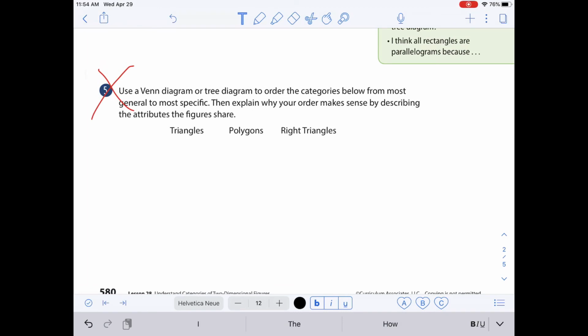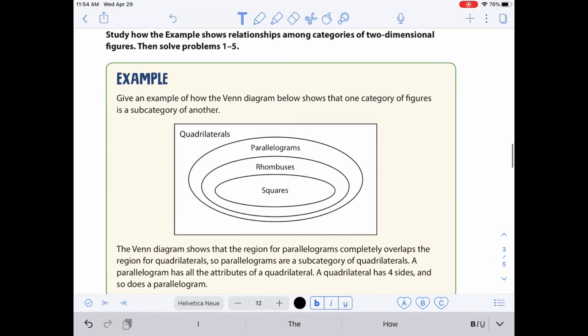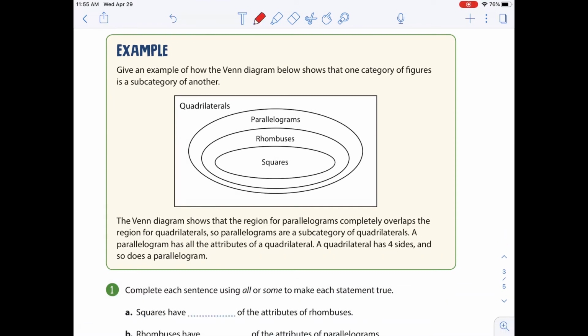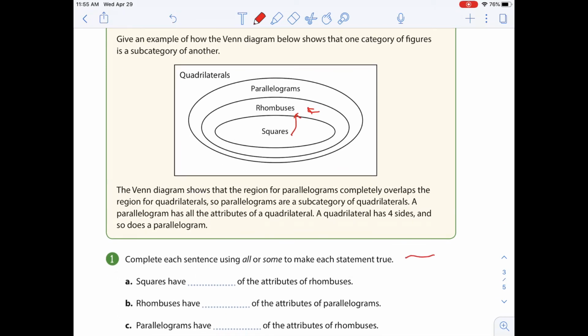So if you see I've crossed out number 5, we're not going to be doing number 5. Let's skip ahead to 581. Okay, so it says study how the example shows relationships among categories of two-dimensional figures, then solve problems 1 through 5. So this is the other part you're going to have to do on the assignment. It says give an example of how the Venn diagram shows that one category of figures is a subcategory of another one. I noticed they're saying that all rhombuses have all the same characteristics of a parallelogram, and all squares share all the same characteristics of both a rhombus and a parallelogram.